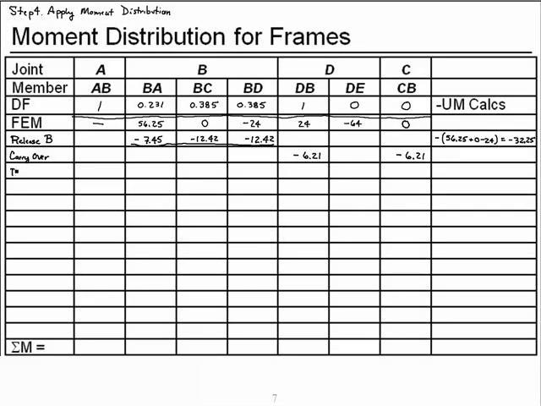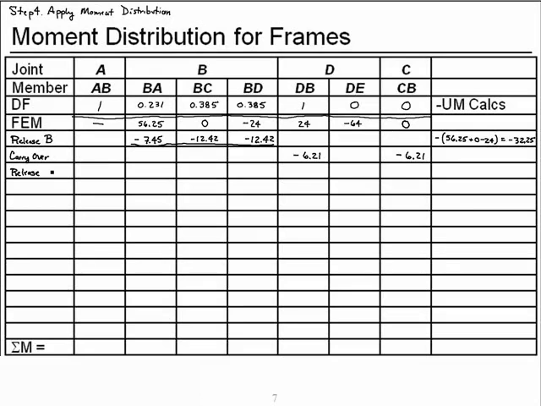Now to release another node. Well, there's no need to release node C. Its distribution factor is 0. It's the fixed support. So all moment that is distributed to node C goes into the fixed support, and none of it gets distributed back into member BC.